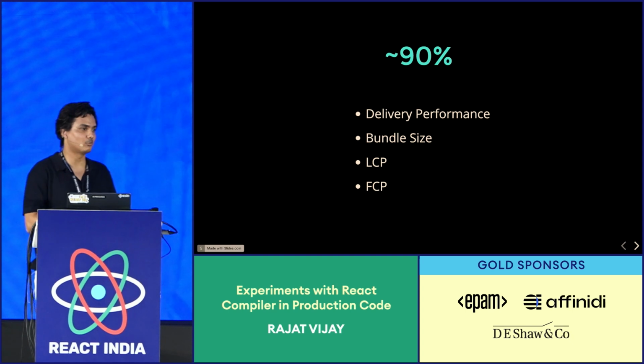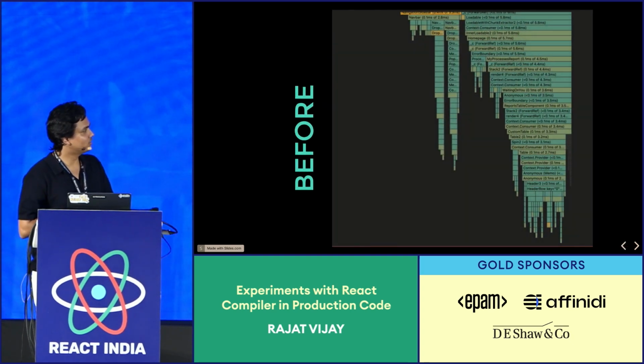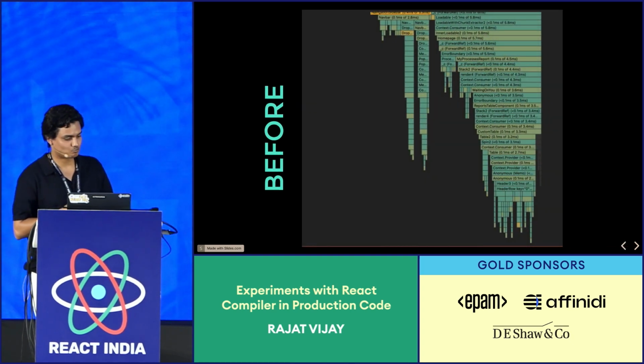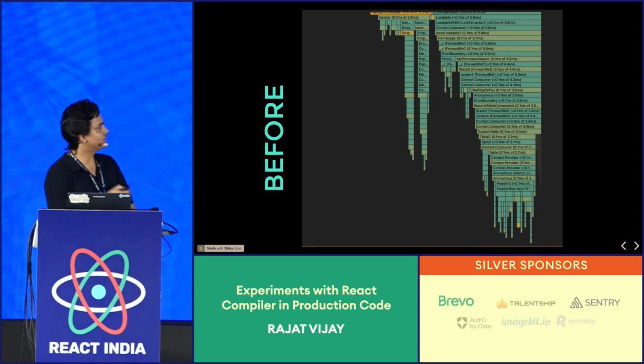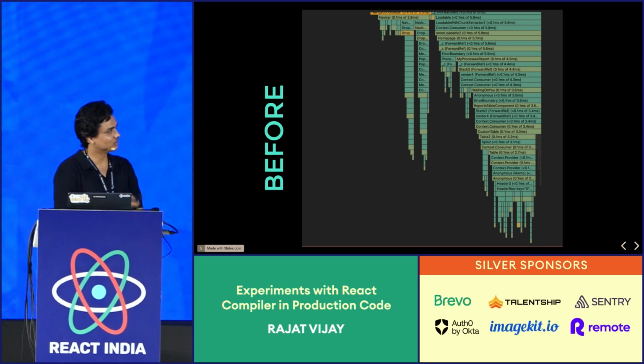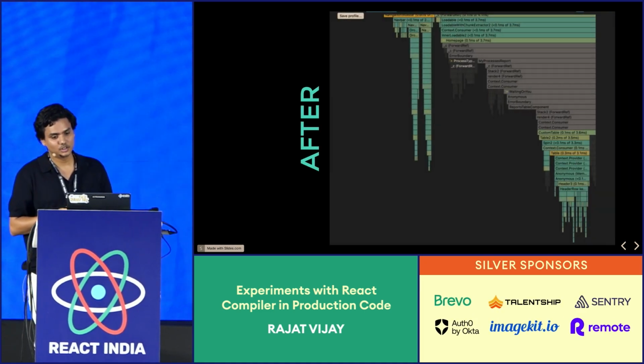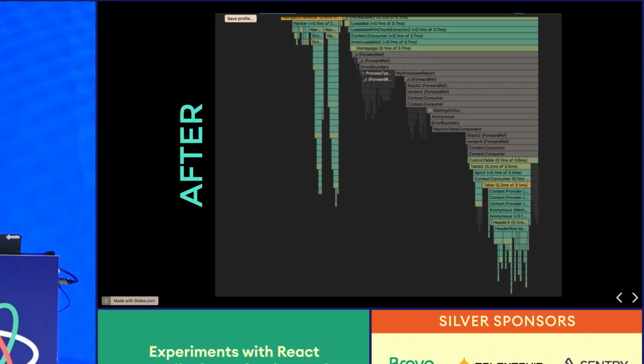How do we measure the performance gain? So we started with the profiler. This is the render tree of a particular interaction on our home page. This is the before screenshot, and this is the after screenshot. Do you see the gray area here? This is all of the part of the React tree that the compiler memoized and React decided not to re-render. So that's a performance gain, right?